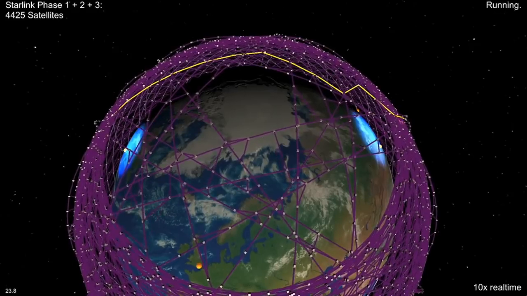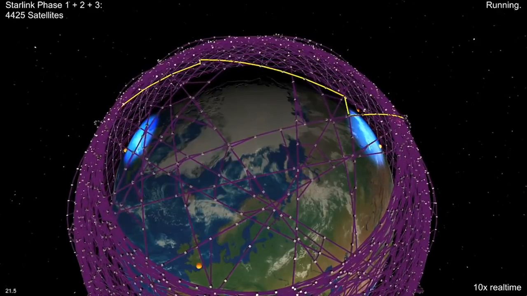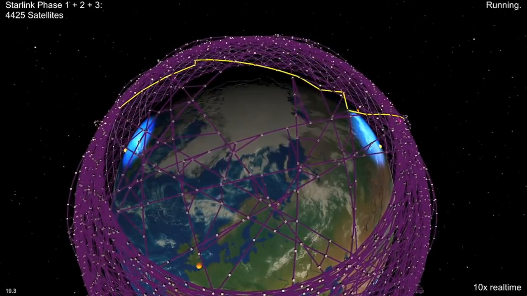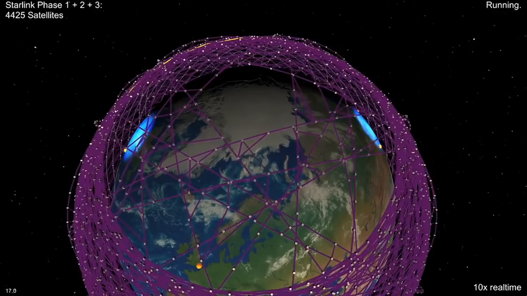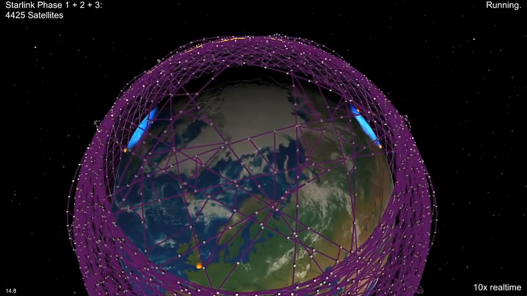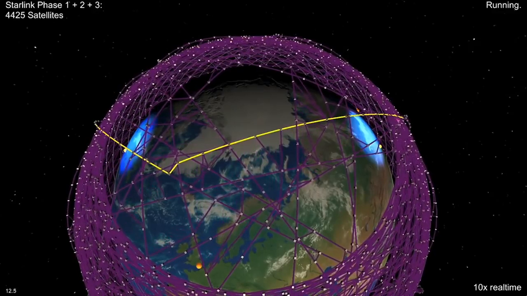New York to Beijing is one route that benefits from traveling over the Arctic, though the window isn't all that large, and sometimes the orbital planes don't quite align well enough. When this happens, routing goes via a lower inclination path.